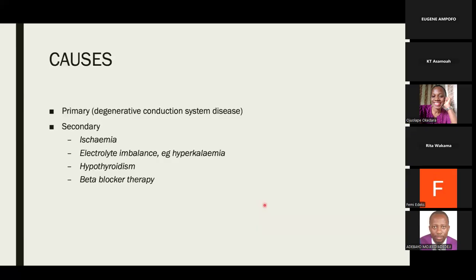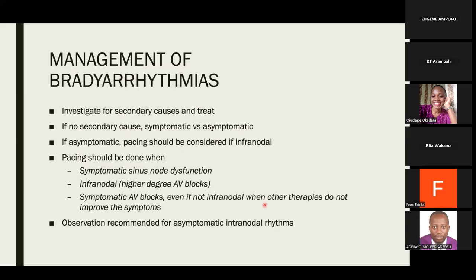So what are the causes? It may be primary, as in degeneration of the conduction system, and so that's usually in elderly people. And then it can be secondary to other things, like beta blocker therapy, hypothyroidism, ischemia, as we saw earlier, the bundles are highly perfused. Then electrolyte abnormalities like hyperkalemia can also result in this. When you have a bradyarrhythmia, first thing to do is check if there are secondary causes. If there are, treat and see if it resolves.